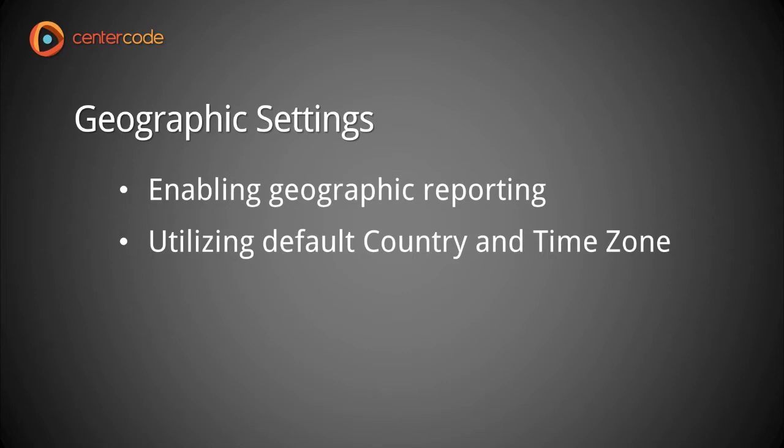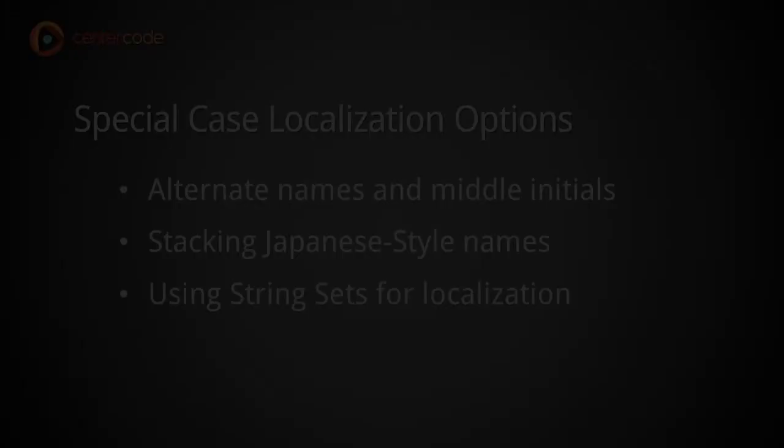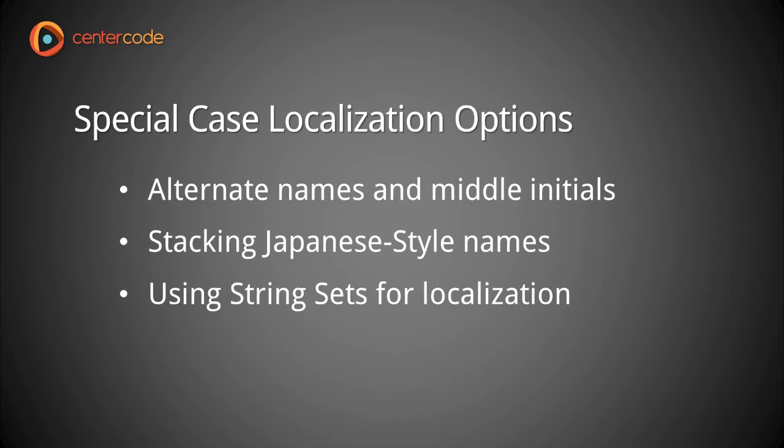At the time of this video, our server time is Pacific, so GMT -8. If you have something more appropriate for your particular implementation, you can adjust that default time zone that way. Alright, then after we dig into the geographic reporting, we're going to talk about the special case localization options. Some of those items include alternate names, middle initials, formatting the user account page to be more easily read with those options enabled, and finally we're also going to talk about using string sets for localization.